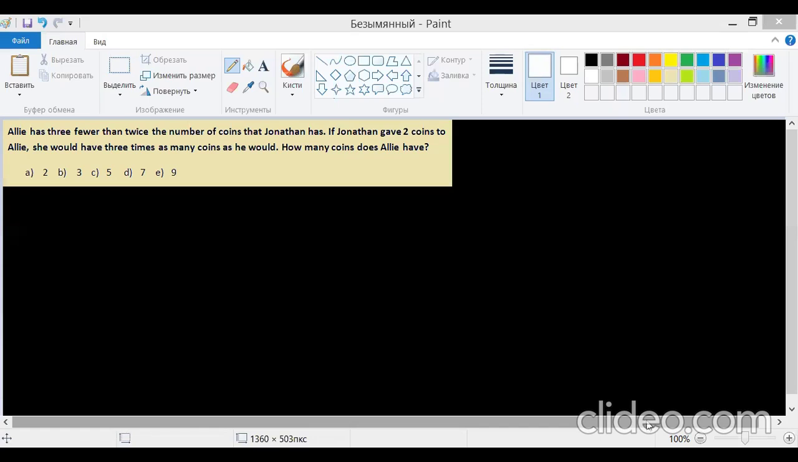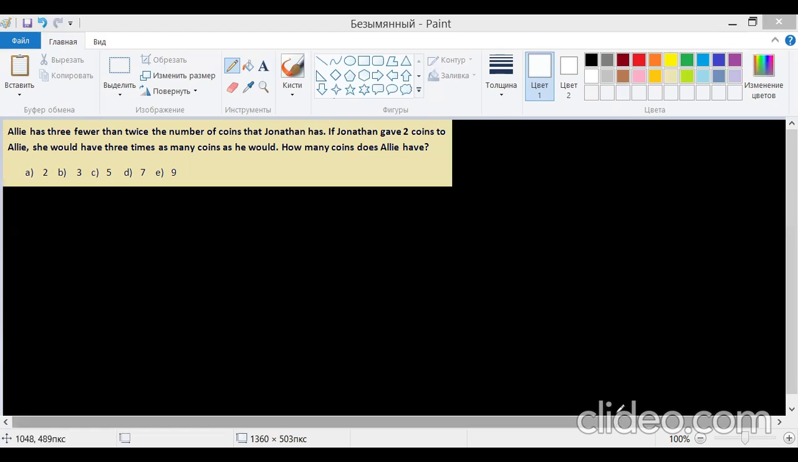Okay, guys, let's proceed to the next question. It's another problem, and I hope that you will be able to follow my logic. Okay, Ellie has three fewer than twice the number of coins that Jonathan has. If Jonathan gave 2 coins to Ellie, she would have 3 times as many coins as he would. How many coins does Ellie have?